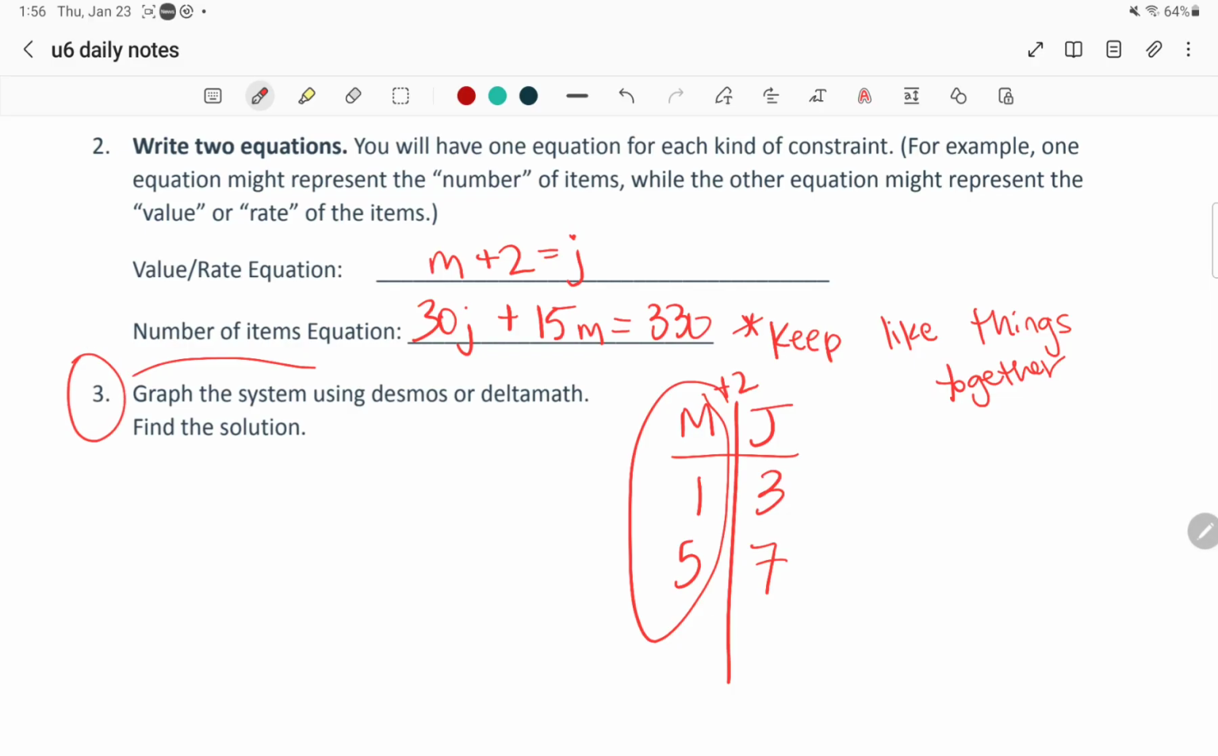After this, we would graph the system using Desmos or Delta Math. When I plot that, I get the point (6, 8) as my solution, which means Maria worked 6 hours.